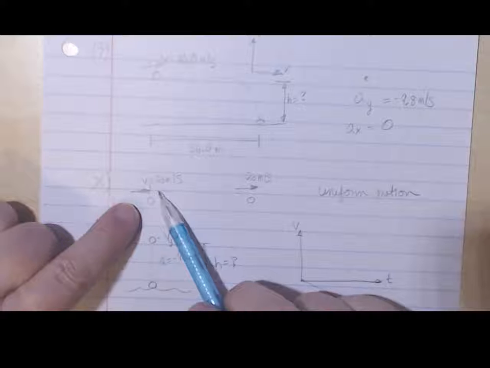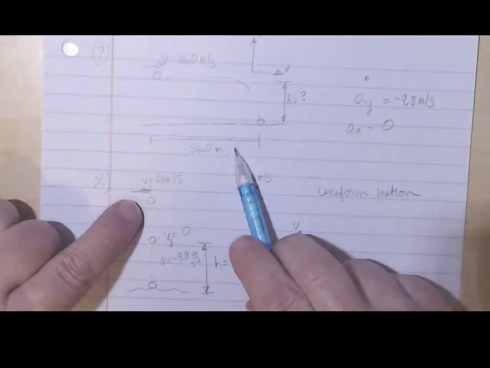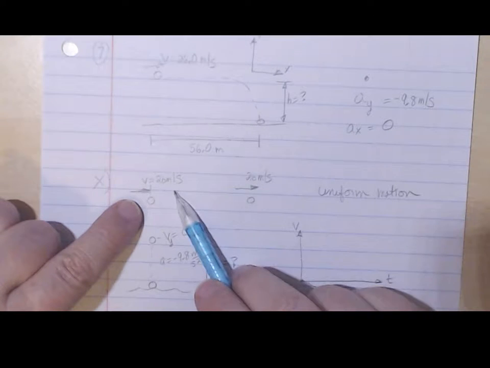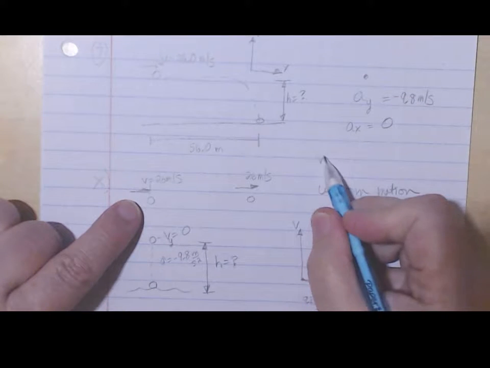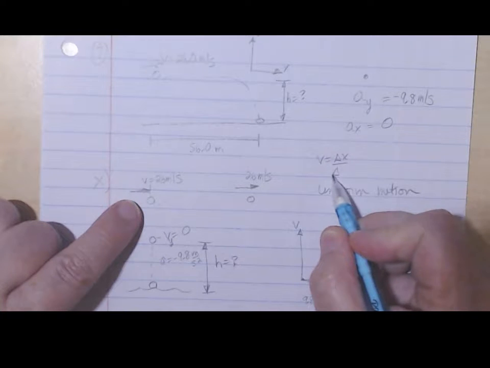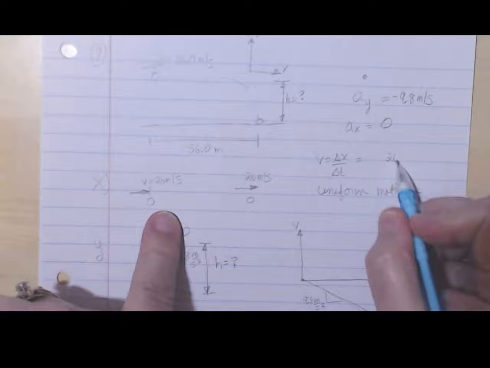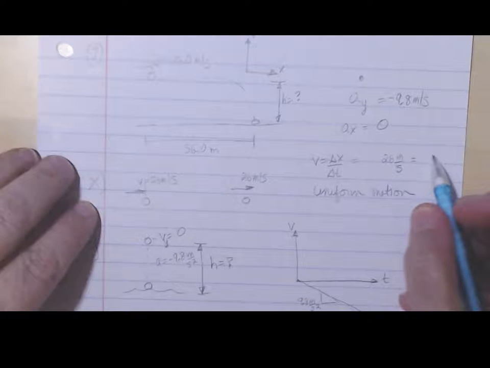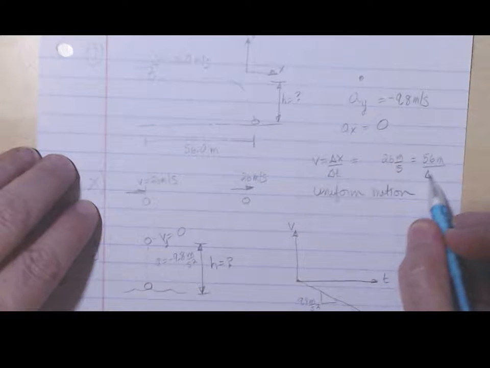We know that the ball is traveling 26 meters per second, and we know how far it traveled. So I can use these two pieces of data to tell me how long the ball was in the air, right? So let's try that real quick. We know v equals delta x over delta t, and I know my velocity is 26 meters per second, and the delta x is 56 meters, and I want to find the delta t.